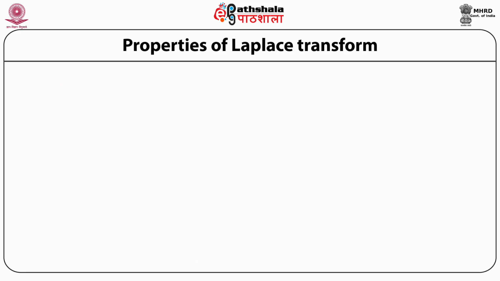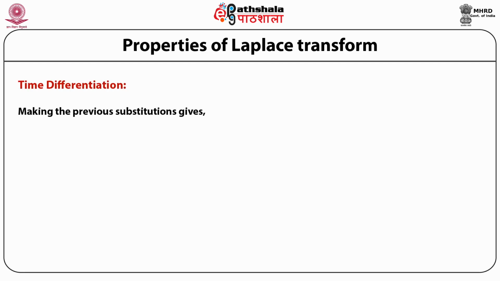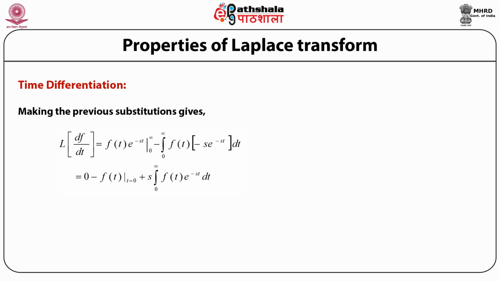Properties of Laplace transform, time differentiation. Making the previous substitution gives L of df over dt is equal to f of t into e power of minus st, substituting the values infinity and then subtracting the value when substituted as 0, minus integral 0 to infinity f of t into minus s times e power of minus st dt. So basically what we are doing is the uv integral, and we are separating out the integrations.